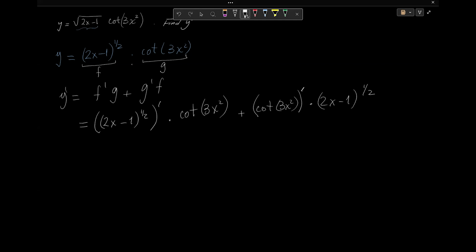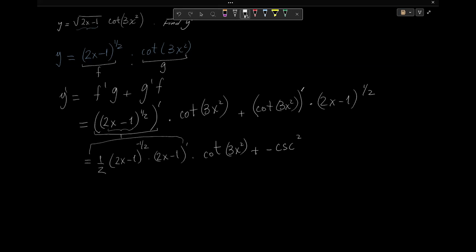Again, when we look at this, we see a power rule right away, a generalized power rule, where this is the u, or this is the function of x to a power. Derivative is drop the power, that function to one less power, times its derivative, the function I mean, right there, times the second factor, cotangent 3x squared. So this and this are the same, okay? Plus cotangent 3x squared, derivative of the cotangent is negative the cosecant squared of 3x squared times the derivative of 3x squared times 2x minus 1 to the 1/2.